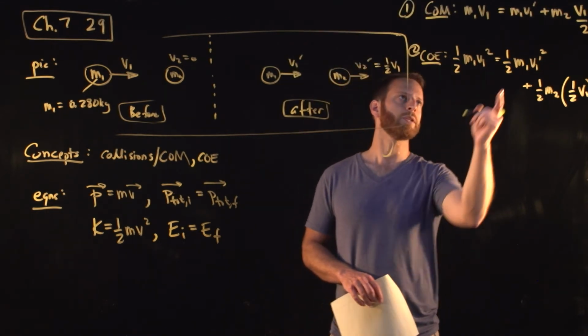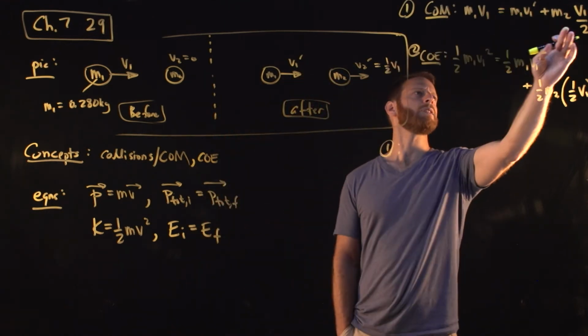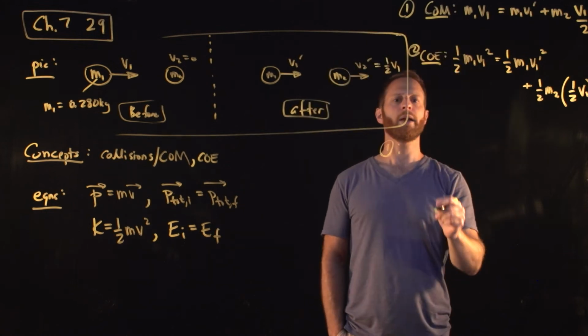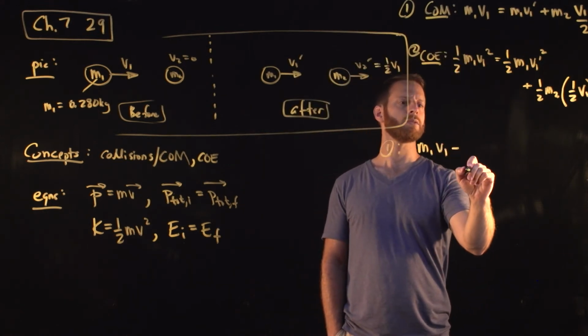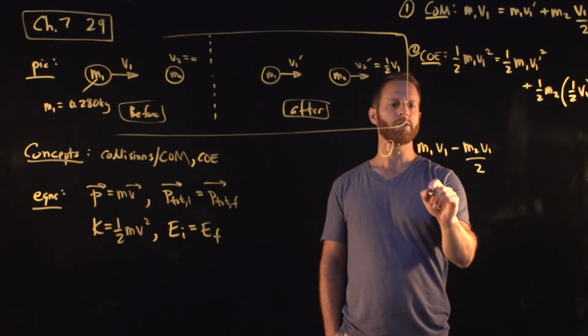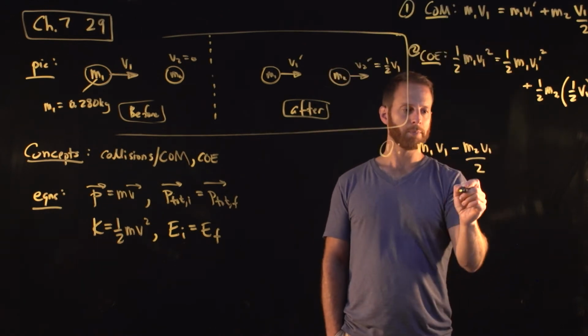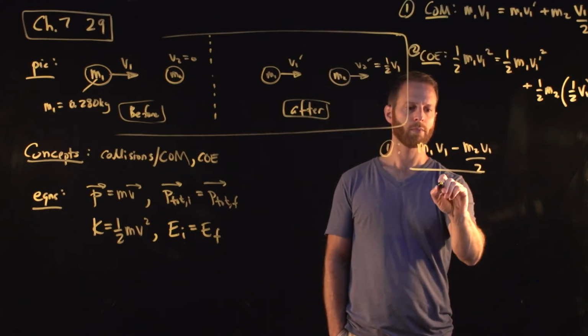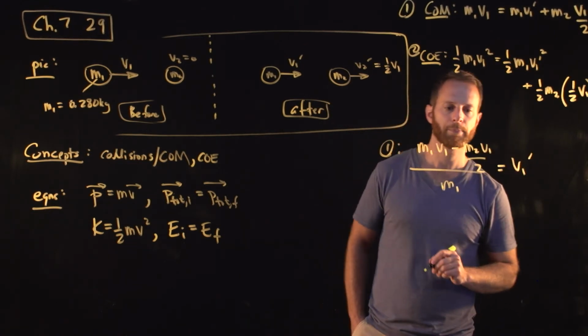Using equation 1, we can solve for v1 prime. Let's see how this goes. Let's take this to the other side and then divide by m1. In other words, m1 v1 minus m2 v1 over 2, and then divide this whole thing by m1. This is equal to v1 prime.